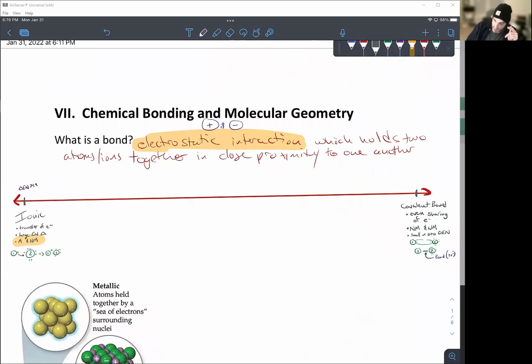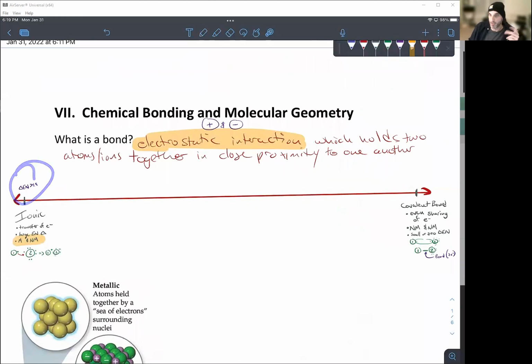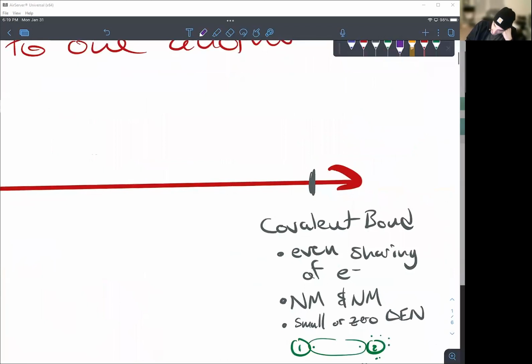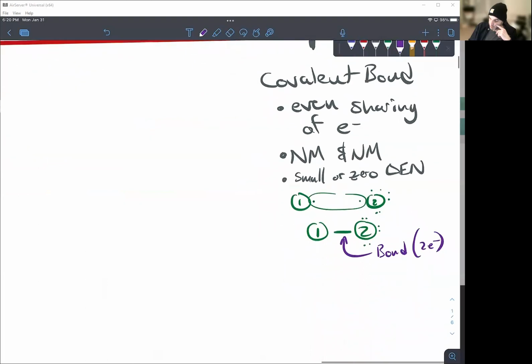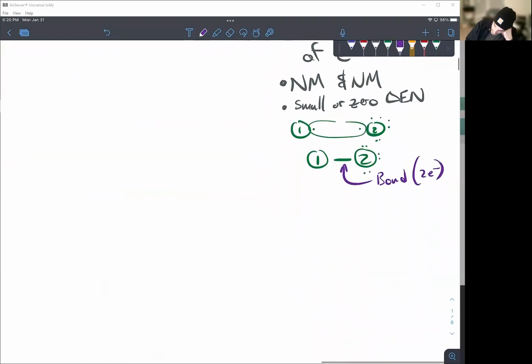So on the one side, I had greater than 1.9. Over here, the delta En is going to be less than or equal to 0.4. So anywhere from 0 to 0.4, we're going to see a covalent bond. So let's get a little bit more into a covalent bond.